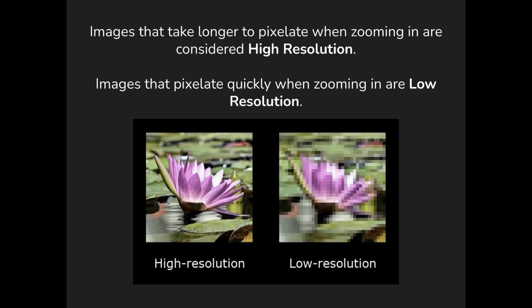Now, images that take longer to pixelate when zooming in are considered high resolution. Images that pixelate quickly when zooming in are low resolution. For example, the image on the left is nice and sharp and clear, and we cannot see the pixels immediately. However, the image on the right, we notice, is already pixelated. The image on the left is a high resolution image, and the image on the right is a low resolution image.